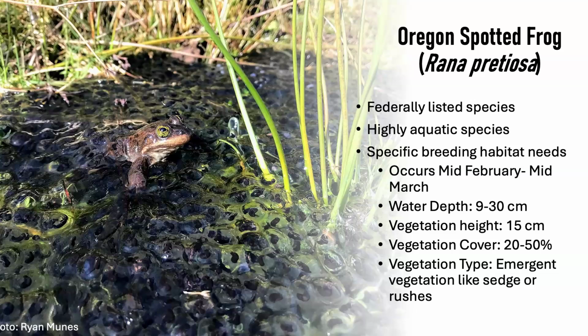The species faces many threats that we're going to discuss in just a moment, but breeding is one of the biggest challenges for this species, and I'm going to refer to the breeding process as oviposition throughout this talk. Only about 1% of the larvae from Oregon spotted frog eggs survive. I've listed on this slide a few of those breeding specific metrics, and I'll talk more about them as we go through the presentation.